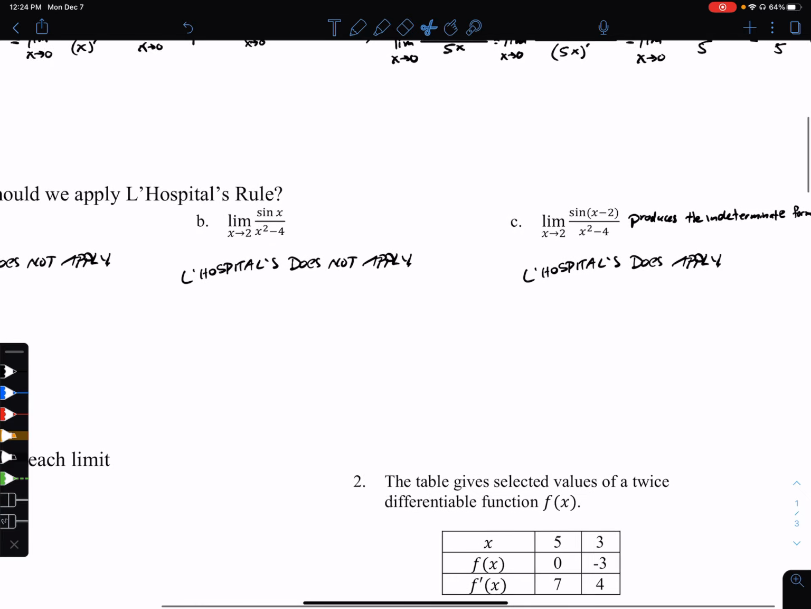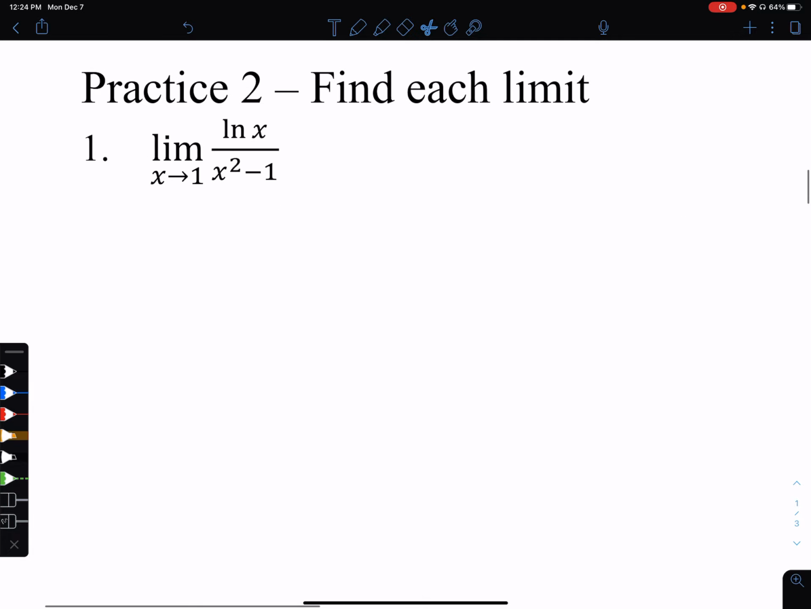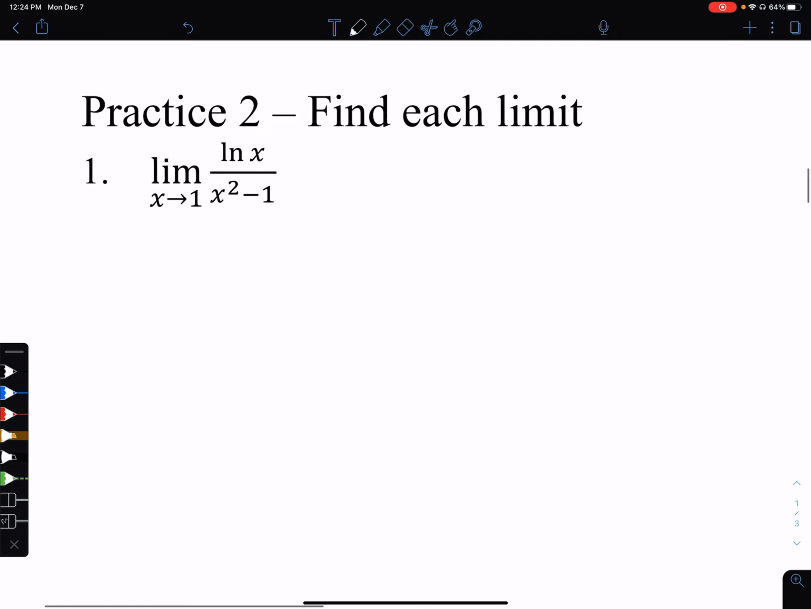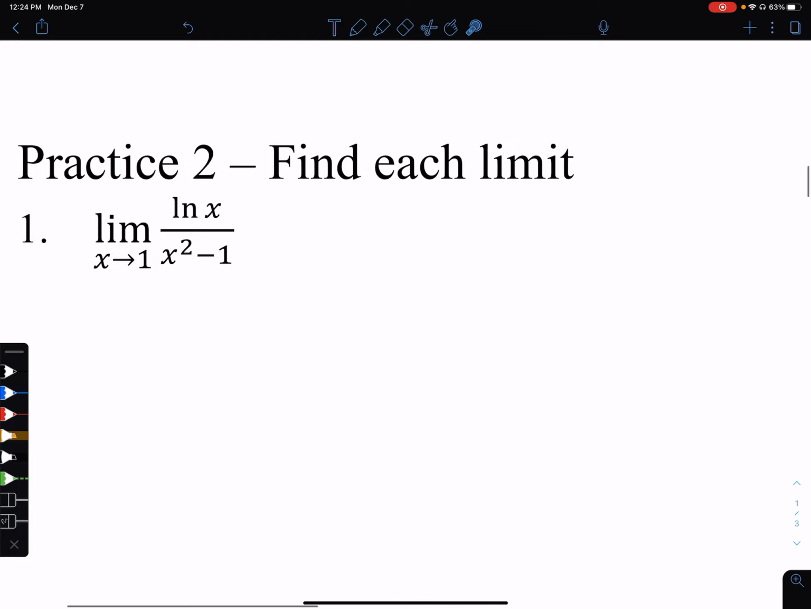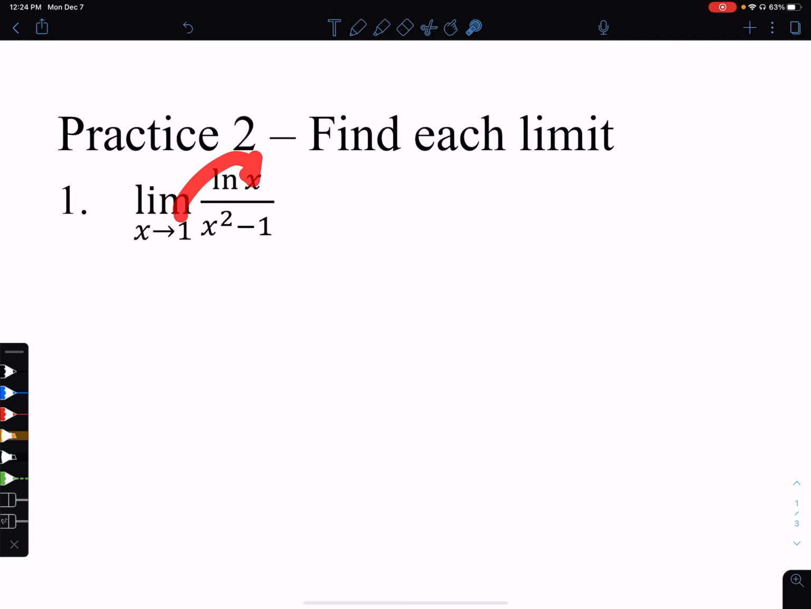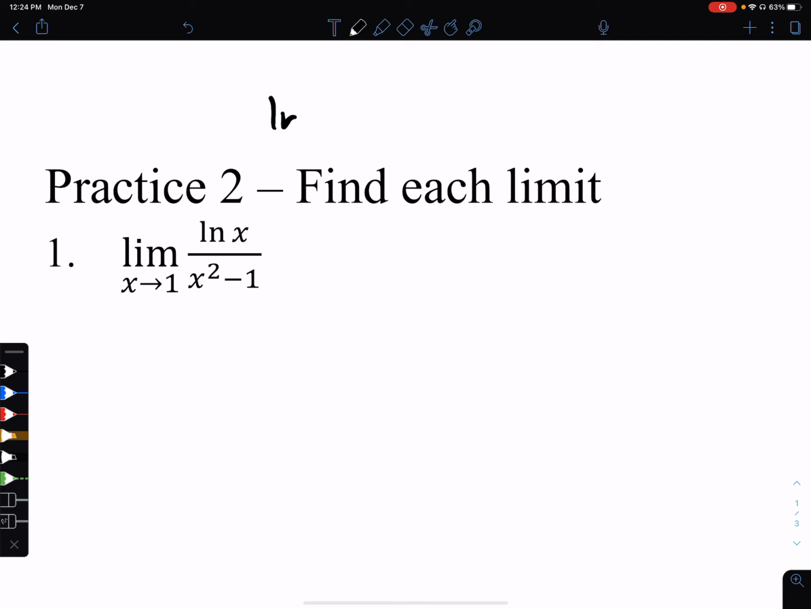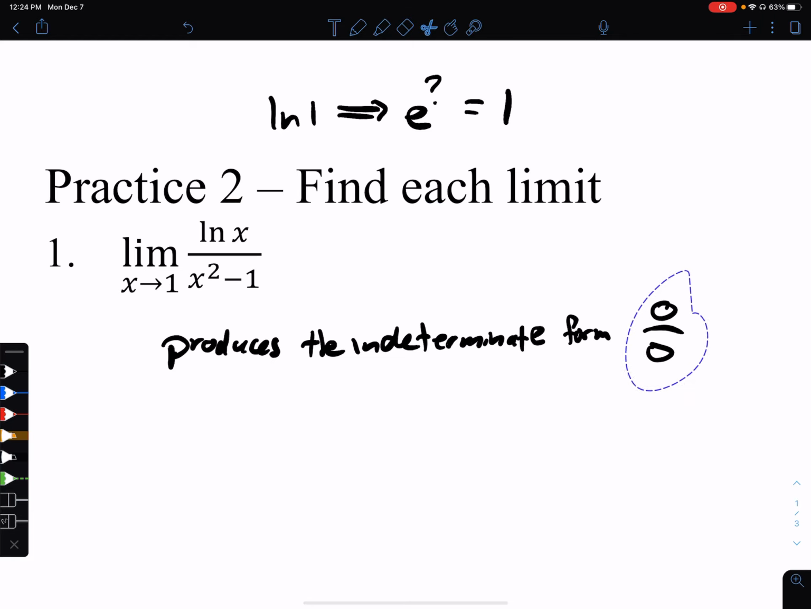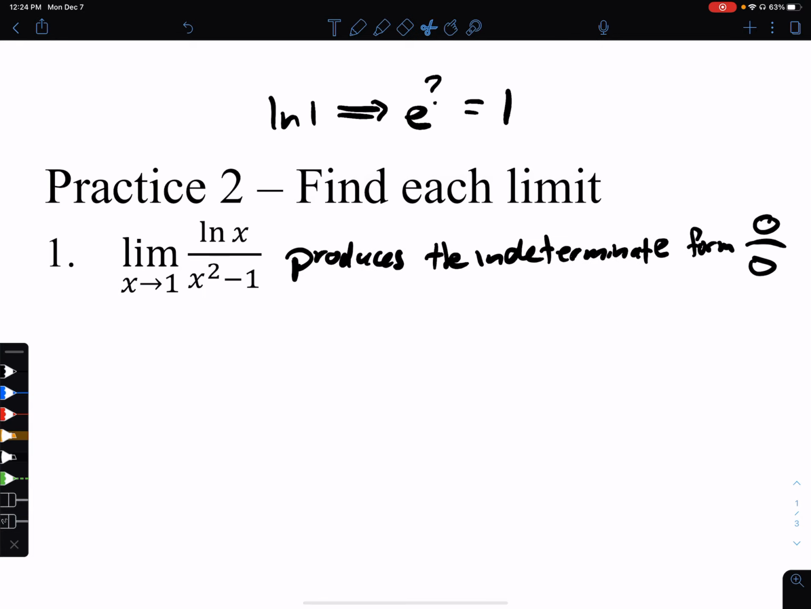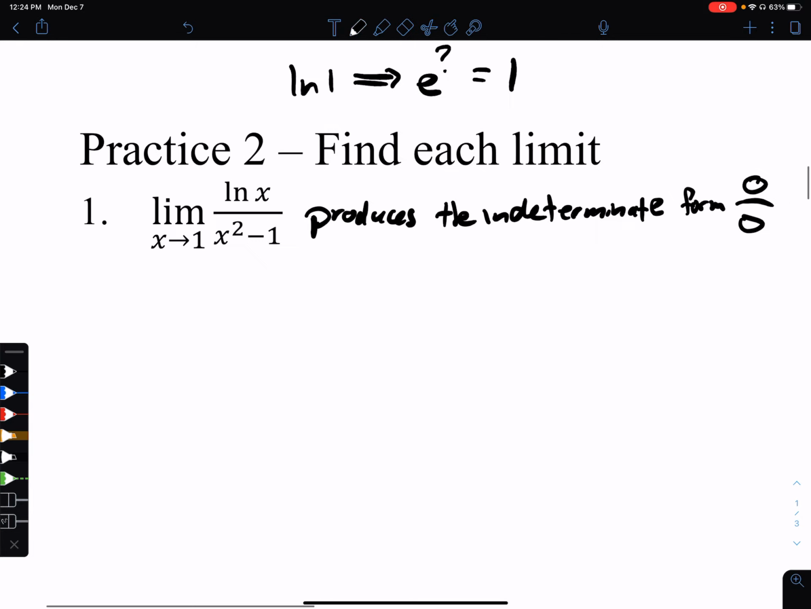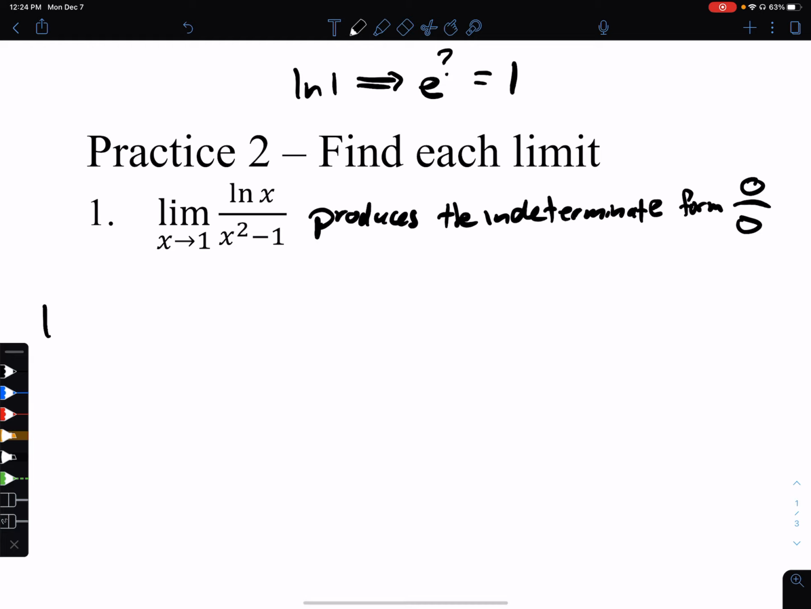Let's look at 2 more examples, and then we'll stop this video. Find each limit. Maybe we have to use L'Hopital's rule, maybe we don't. If I put a 1 into the x here at the top, natural log of 1 is asking the question: e to what exponent is equal to 1? That would be e to the 0. So this top is going to be 0. On the bottom, 1 squared minus 1 is also 0. So this produces the indeterminate form, 0 over 0, which means we can apply L'Hopital's rule.